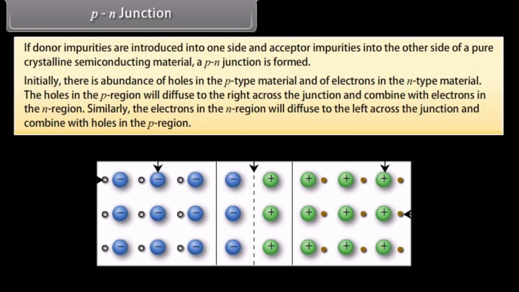Initially, there is abundance of holes in the p-type material and of electrons in the n-type material. The holes in the p region will diffuse to the right across the junction and combine with electrons in the n region. Similarly, the electrons in the n region will diffuse to the left across the junction and combine with the holes in the p region. For every such diffusion recombination event, the left side of the junction acquires a negative charge and the right side a positive charge. As a result, an electric field will appear across the junction.